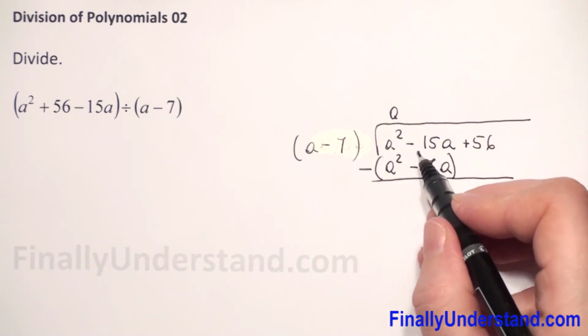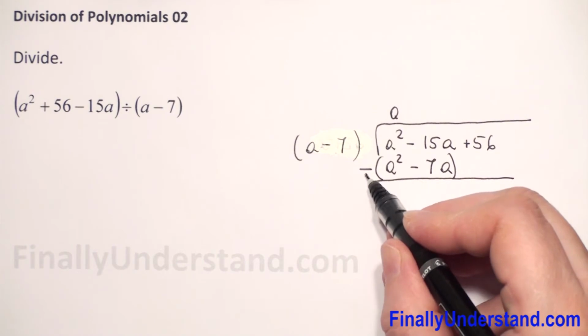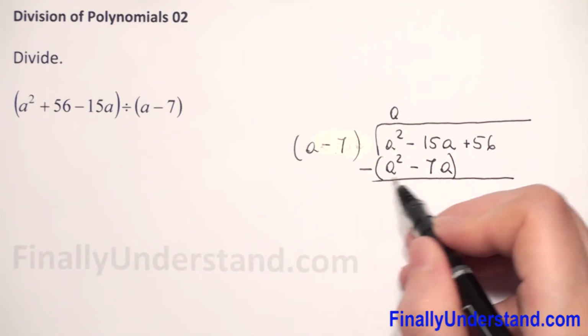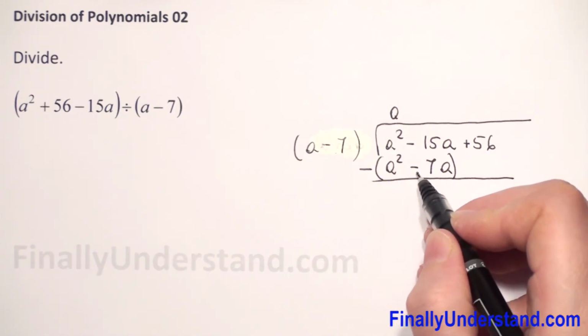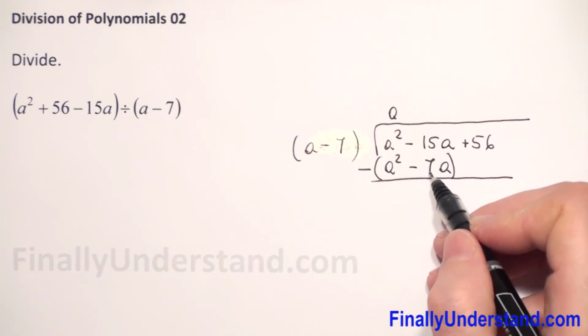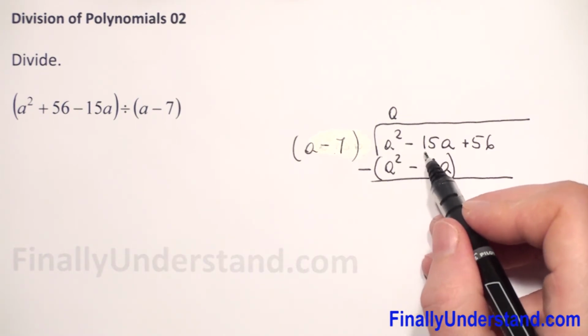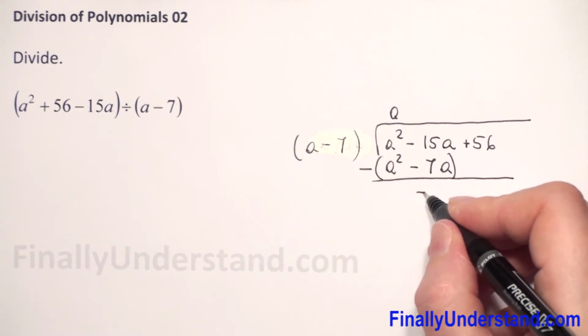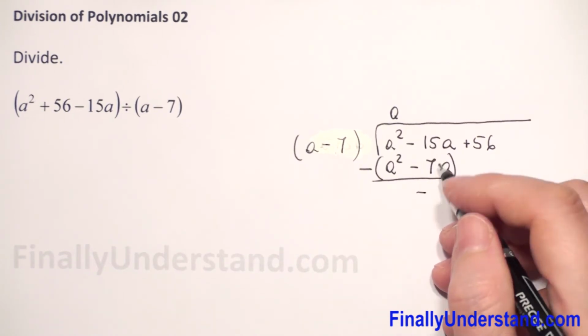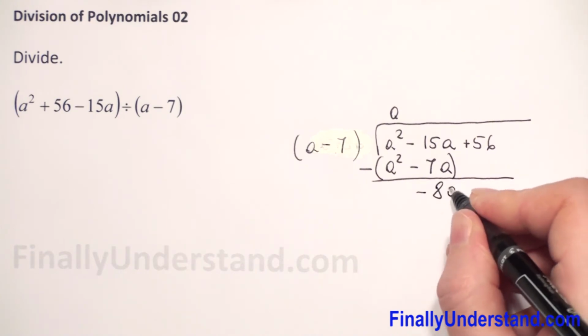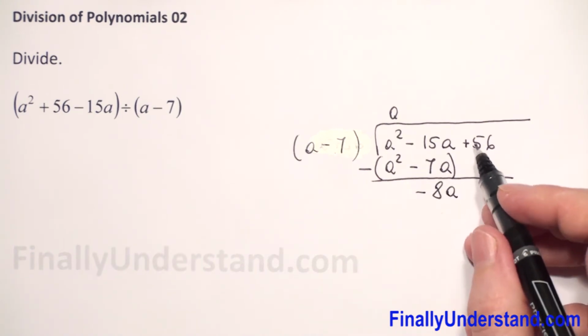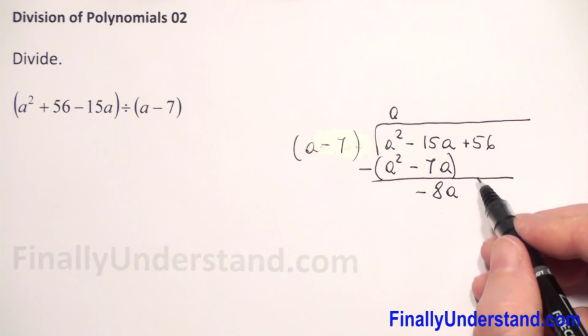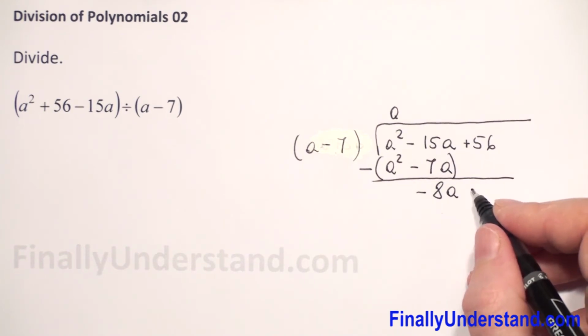And next we have negative 15a minus negative 7a. So negative and negative give me positive. Negative 15a plus 7a. We keep the sign of the greater number. So negative, we have 15 versus 7, so it will be a negative sign. And 15 minus 7 is 8. And negative 8a we have to copy. And we have to drop down 56.